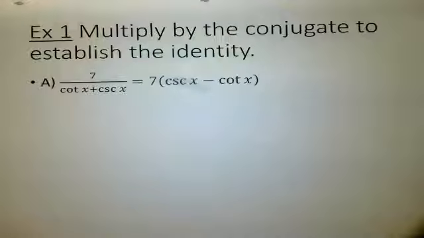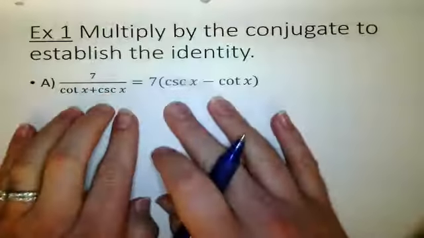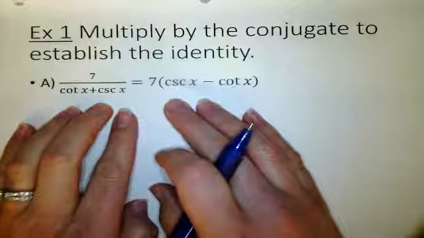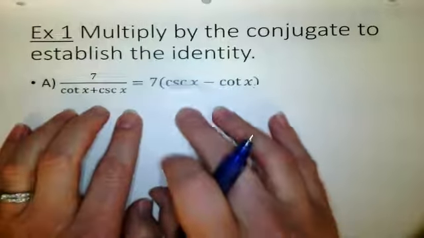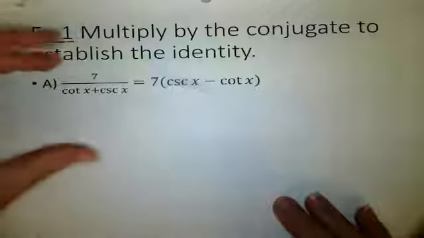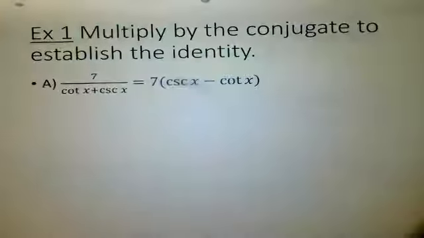Example 1, multiply by the conjugate to establish the identity. So again, we have an identity. What does identity mean? Make sure both sides are equal. They are identical to one another. And what we want to do is show the math. How do you go from one side to the other? What algebra do we use so that we can show that these two things actually are equivalent?